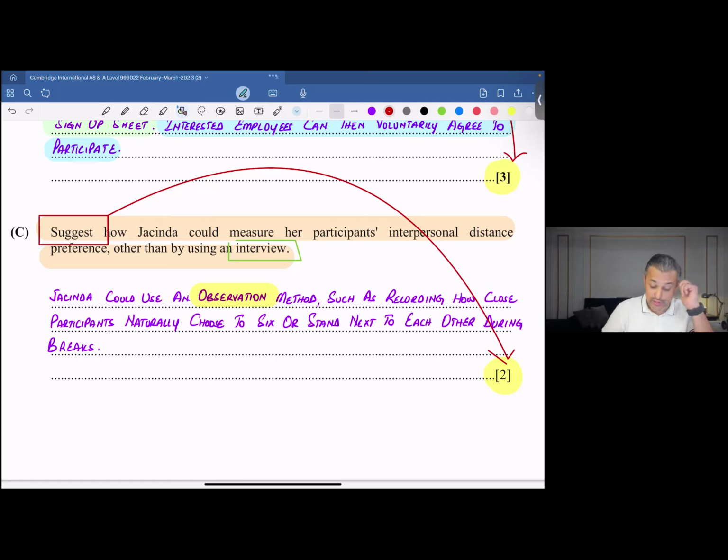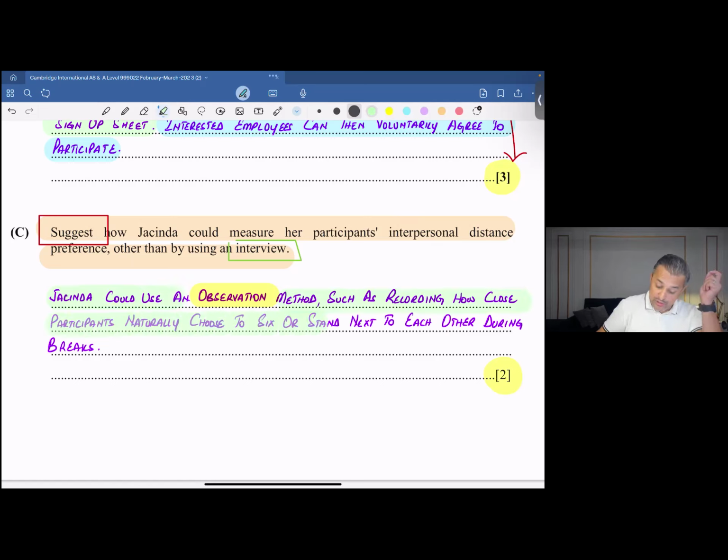Jacinda could use an observation method such as recording how close participants naturally choose to sit or stand next to each other during breaks. So for observation, you mention the word observation and you get the first mark. For the second mark, you provide this further description.